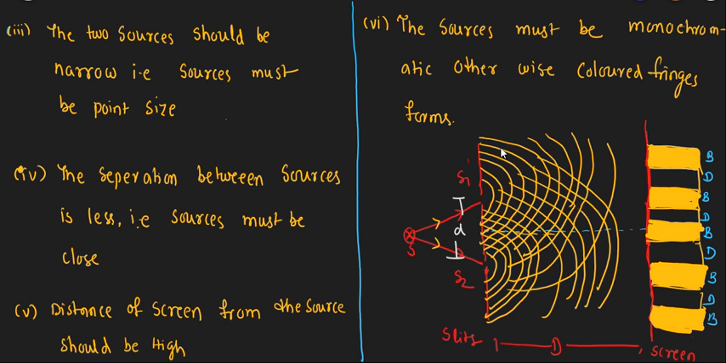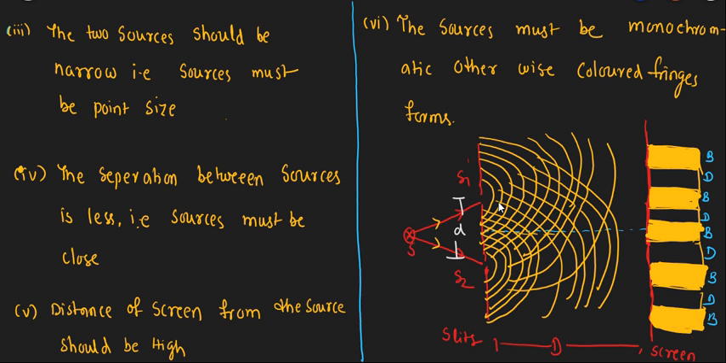Slits means it's a cardboard. You make two pinholes in the cardboard. Through the pinholes light passes. Then they will act as the sources, and these two sources are emitting light with the same frequency because they originate from a single source. Okay, and that's why they are coherent.